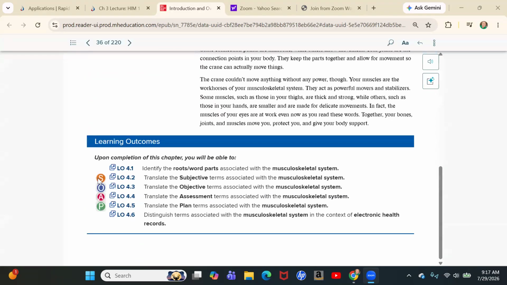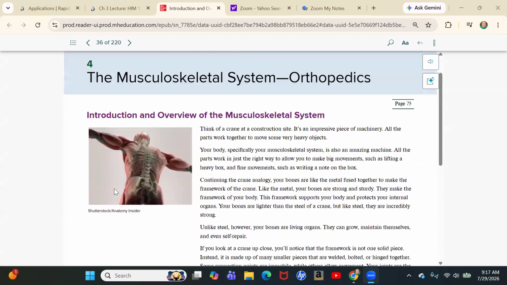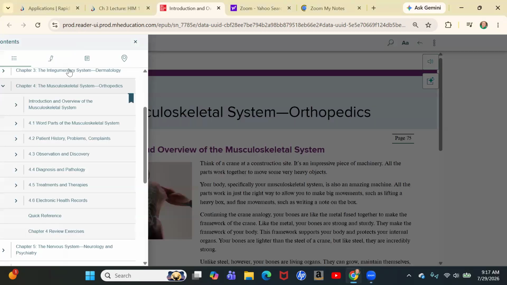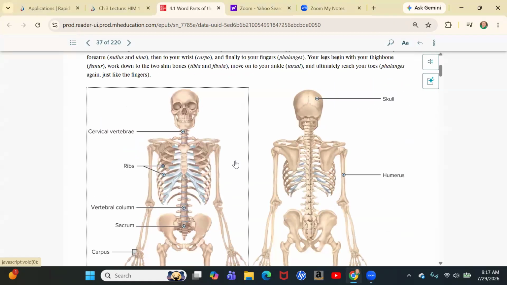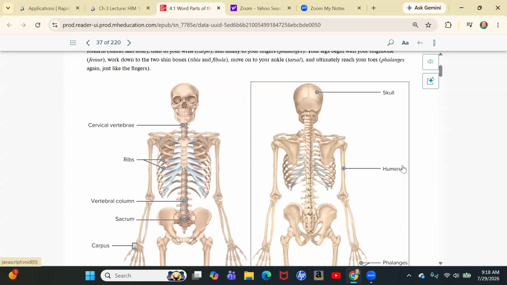So as always, the subjective word roots and word parts we're going to be learning, and those terms associated with that, the objective terms associated with the musculoskeletal system, and then assessment and plan will be in our part 2 video. So let's begin with the skeleton.